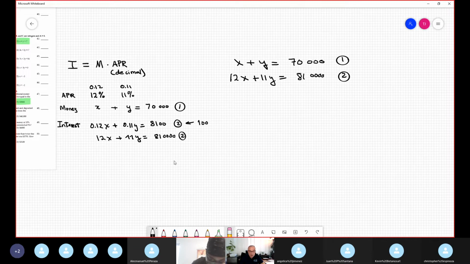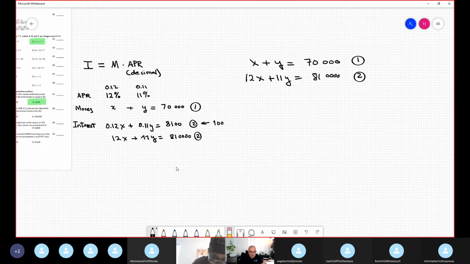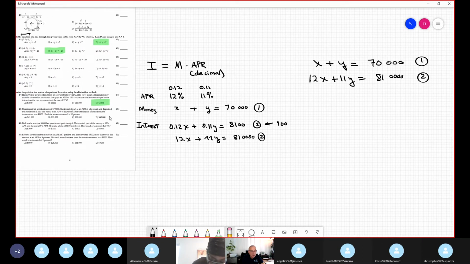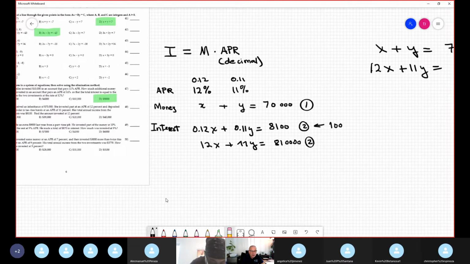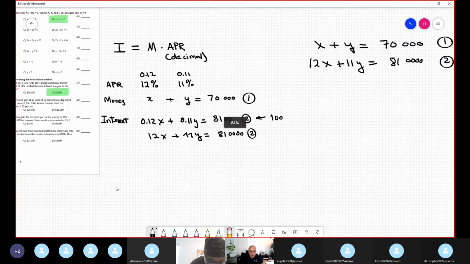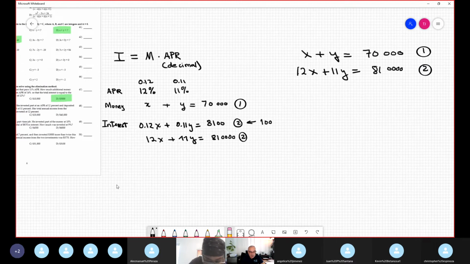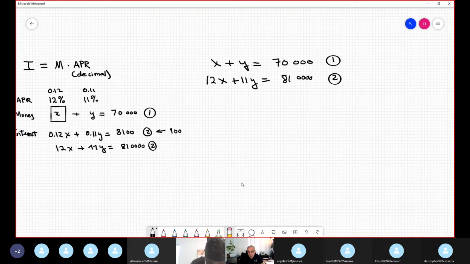Okay, let me read the problem again, because we have two unknowns X and Y, but they asked me specifically to find the amount invested at 12, and the amount invested at 12 is X. So we are trying to find X, that's exactly the question. So for X, you eliminate Y. Y is not necessary. And you multiply the first equation by negative 11.